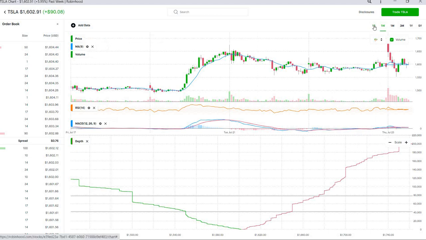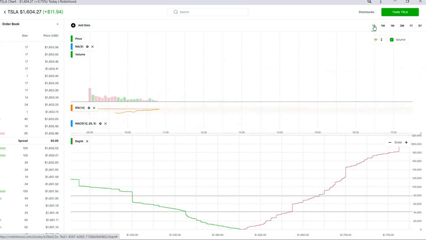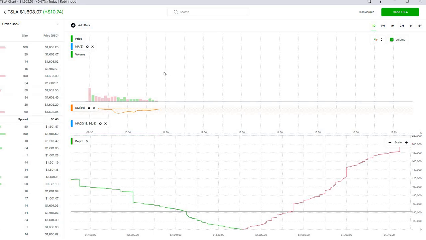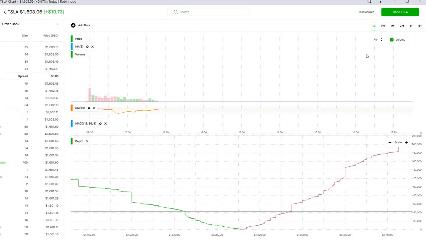This is the 1 week. This is the 1 day. It hasn't even loaded yet. And the closest chart you can get in terms of time is a 5-minute 1 day. So every candle is 5 minutes. You can't go any closer. There's no 1 minute chart.